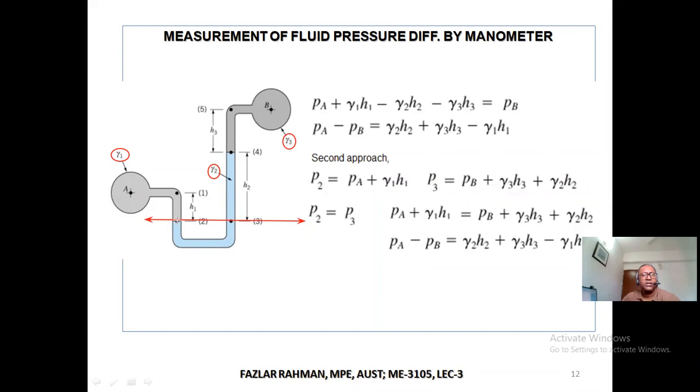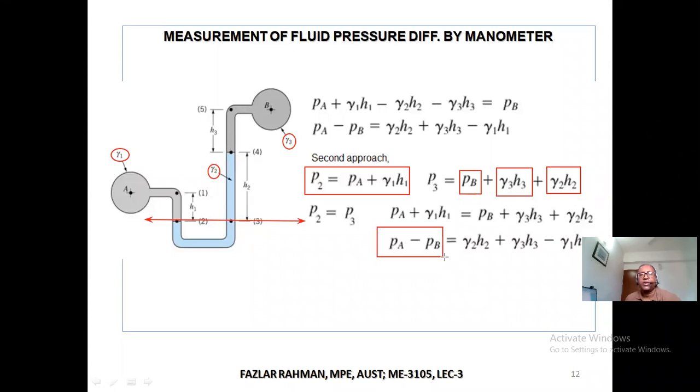Then you figure out P2 and P3 as we did. So P2 equals PA plus gamma 1 H1, where rho G equals gamma. So instead of rho G, they put gamma 1. This is the pressure at point 2. What will be the pressure at point 3? P3 equals, starting from point B, PB, you are coming down, so plus H3 gamma 3. Then you're coming down this much, H2 gamma 2. Then you say P2 equals P3. Then you rearrange the equation, you'll get PA minus PB.